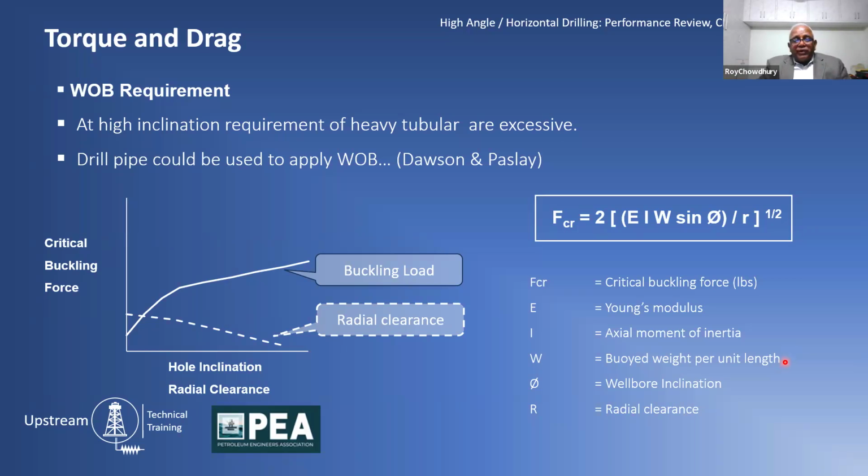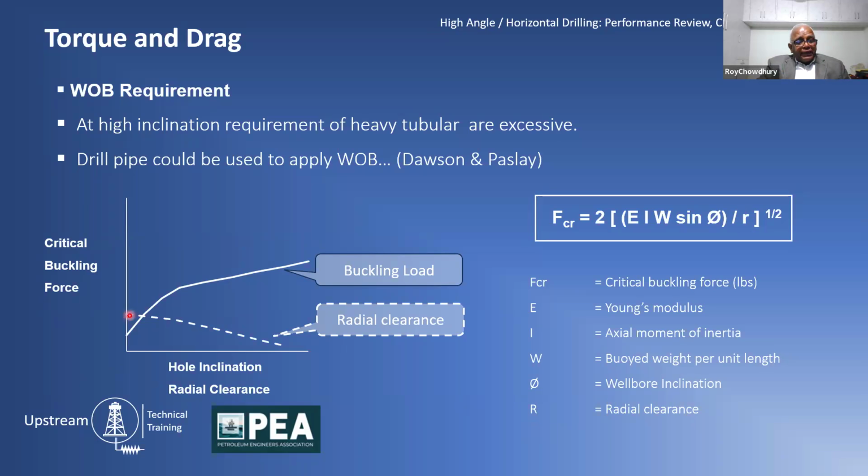So in a horizontal well, this is where the theory is coming from, that in a high angle well, you can use part of the drill string, part of the drill pipe, for weight on bit application. Notice another term, the radial clearance between the hole and the outer diameter of the pipe. This R stands for radial clearance. So it is only for the smaller hole sizes. When I say smaller, I mean 12¼ and below.